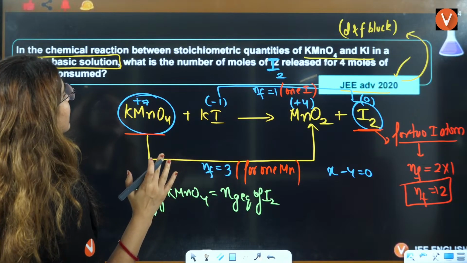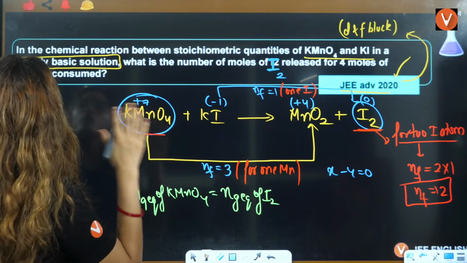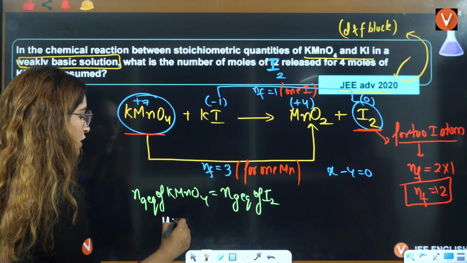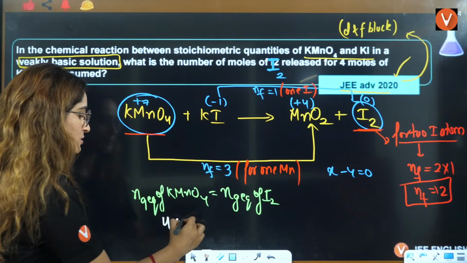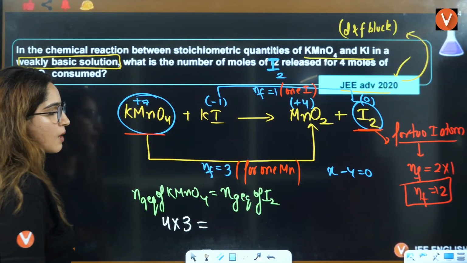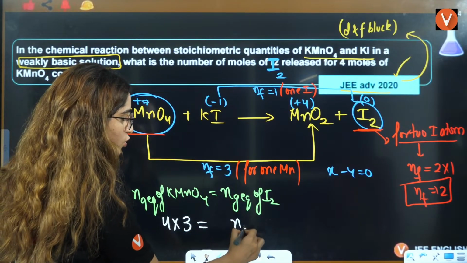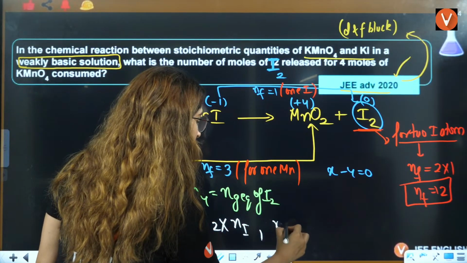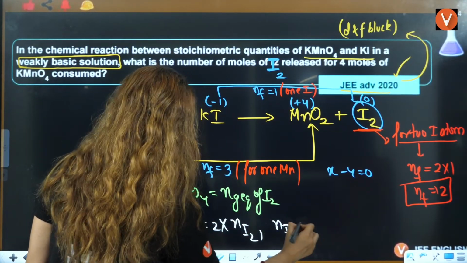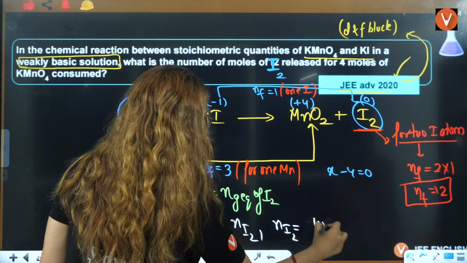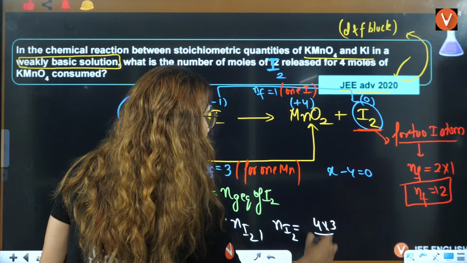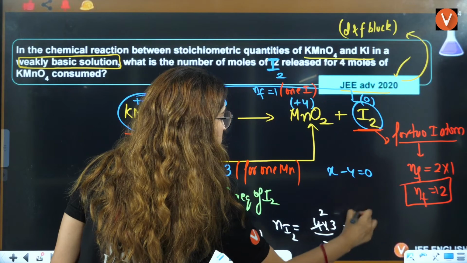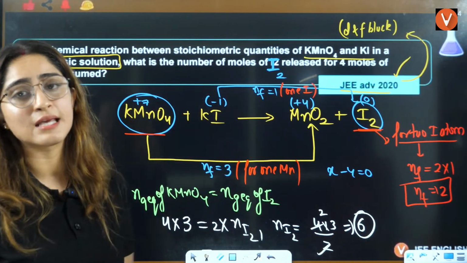We have no idea. Number of moles of KMnO4 is 4. So number of moles are 4. N factor is 3. For I2, number of moles we don't know, but n factor is 2. So I can say number of moles of I2 is equal to 4 into 3 by 2. That is nothing but 6. So the answer will be 6.